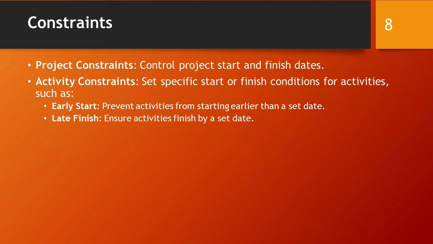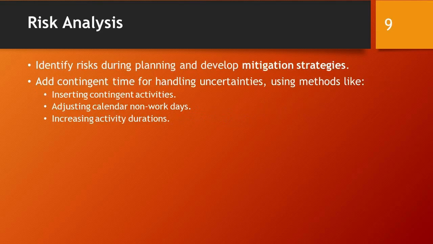Project constraints control project start and finish dates, while activity constraints set specific start or finish conditions for activities, such as early start, which prevents activities from starting earlier than a set date, and late finish, which ensures activities finish by a set date. Identify risks during planning and develop mitigation strategies.